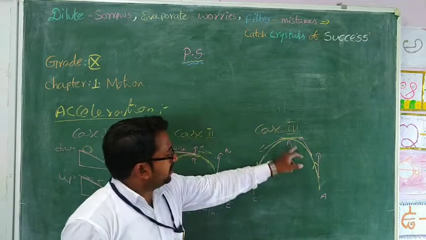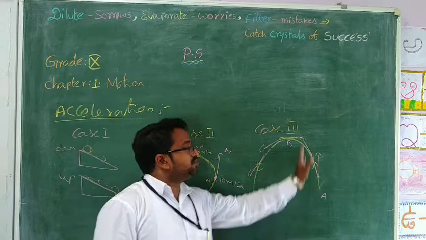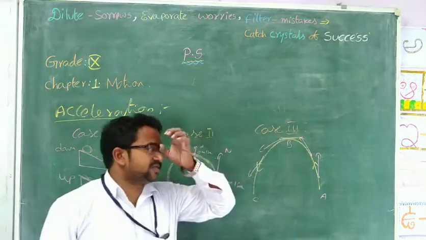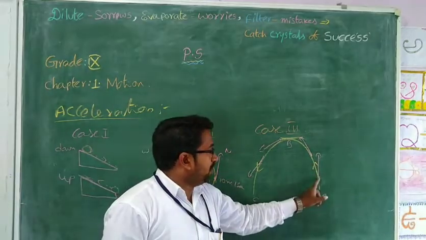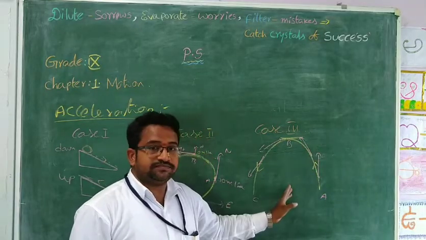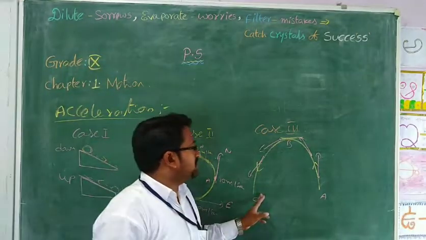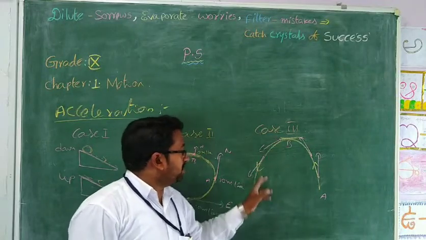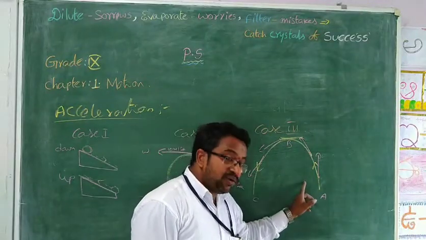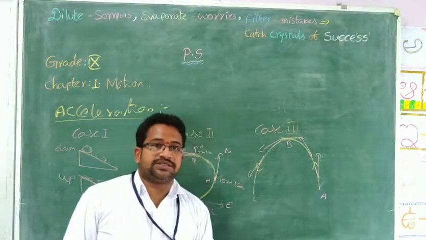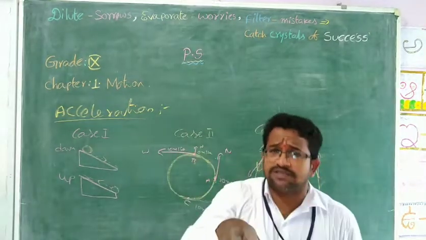From A to B, gradually its velocity is decreasing because it is moving opposite to the earth surface. Not only the velocity, direction is also changing. From point B, gradually velocity will increase because it's moving towards the earth surface, and direction is continuously changing. So in case 3, direction is changing, magnitude is also changing. Three cases are there. These are the concepts.